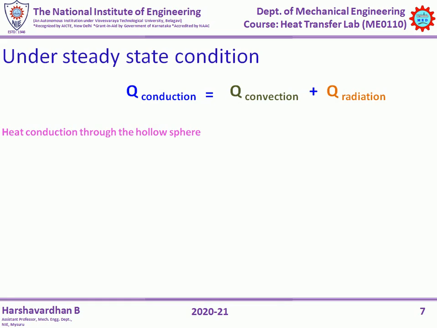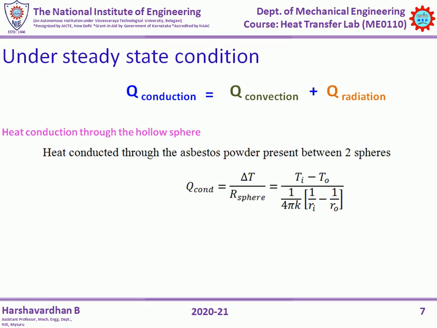Now we can go for finding the heat conducted through the hollow sphere according to this expression: Q conduction equals delta T by R sphere. Here R stands for the thermal resistance of the hollow sphere, where Ti and T0 stand for the inner surface temperature and the outer surface temperature of the spheres, while K represents the thermal conductivity of the asbestos powder, and Ri and R0 represent the inner radius of the sphere, that is the radius of the inner sphere, and the outer radius, that is the radius of the outer sphere.